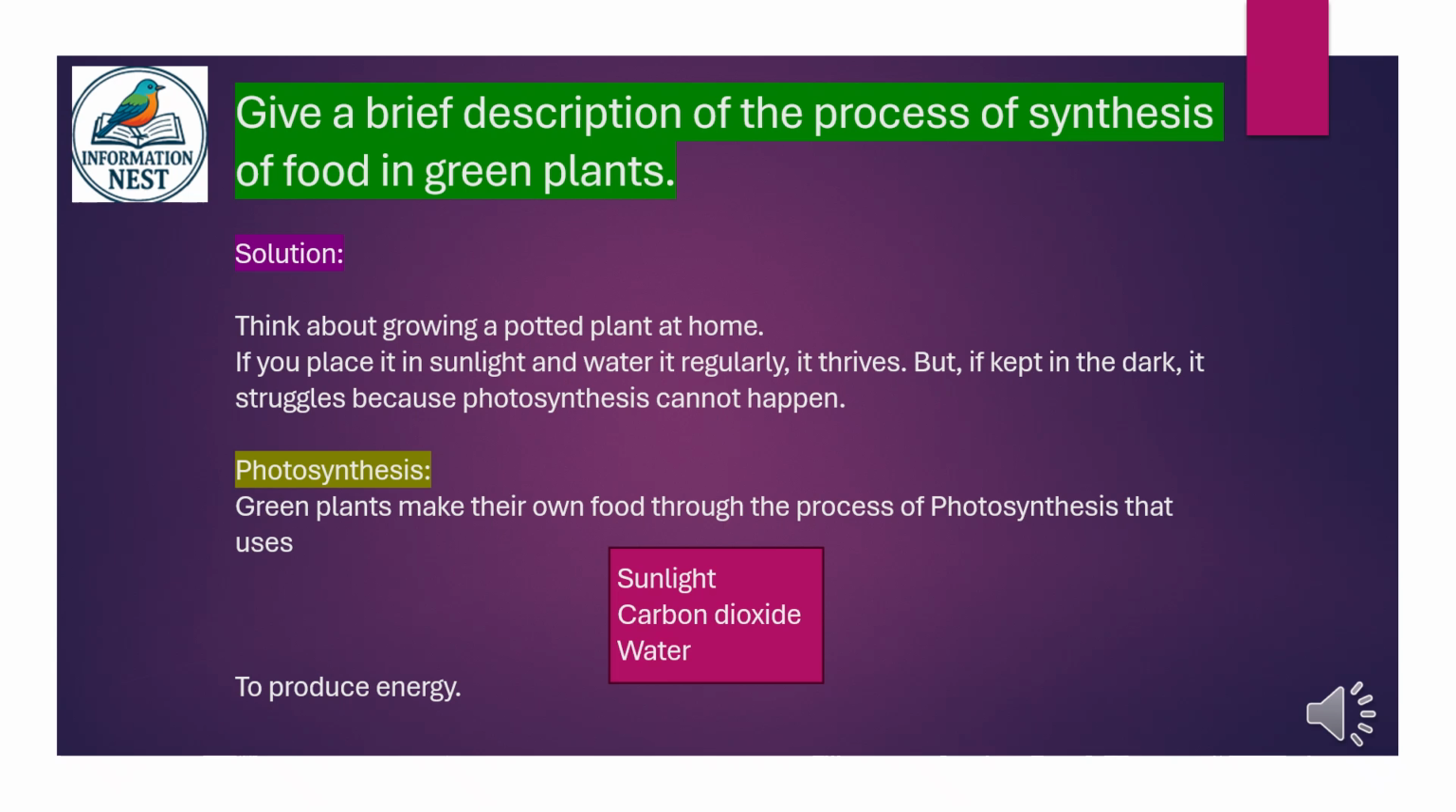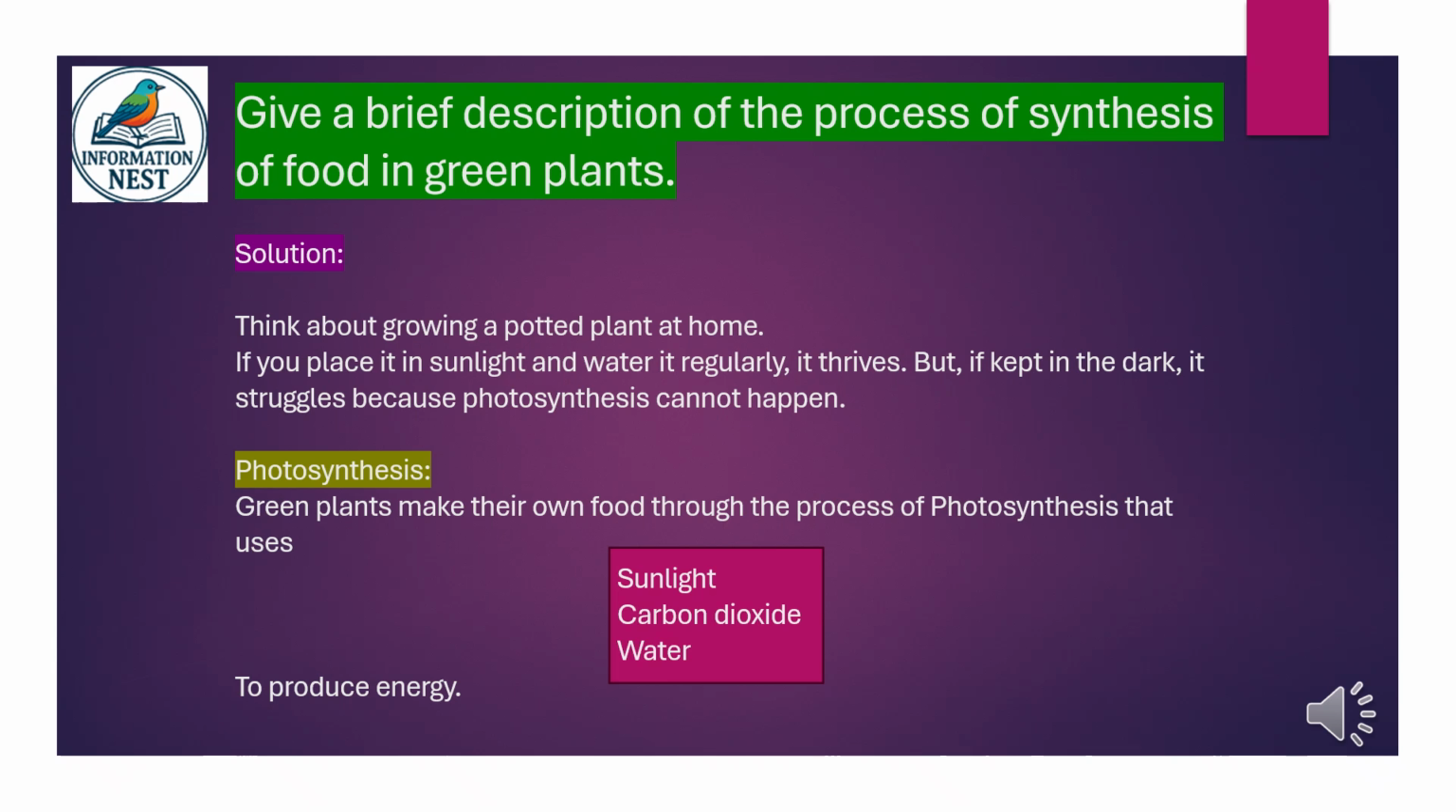Think about a potted plant at your home. If those plants are kept under the sunlight and if you water them regularly, they start growing. But if you keep it inside a dark room where sunlight cannot reach, it struggles and later on the leaves may turn pale and start falling, and slowly the plant will die. Why? Because the photosynthesis process will not happen without sunlight, right?